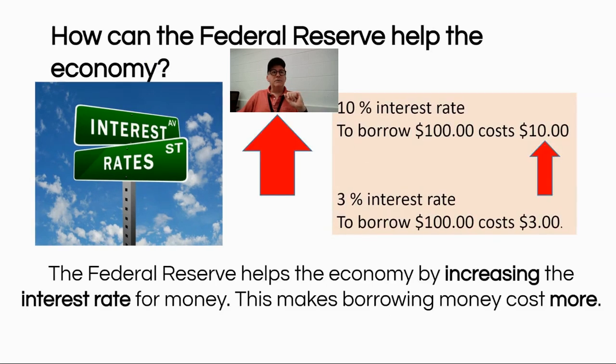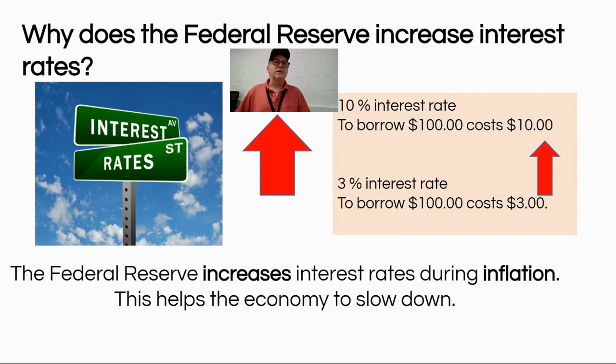How can the Federal Reserve help the economy? The Federal Reserve helps the economy by increasing the interest rate for money. This makes borrowing money cost more. Why would the Federal Reserve want to increase the interest rate? That would be during a period of inflation. I don't see that word here. During a period of inflation.